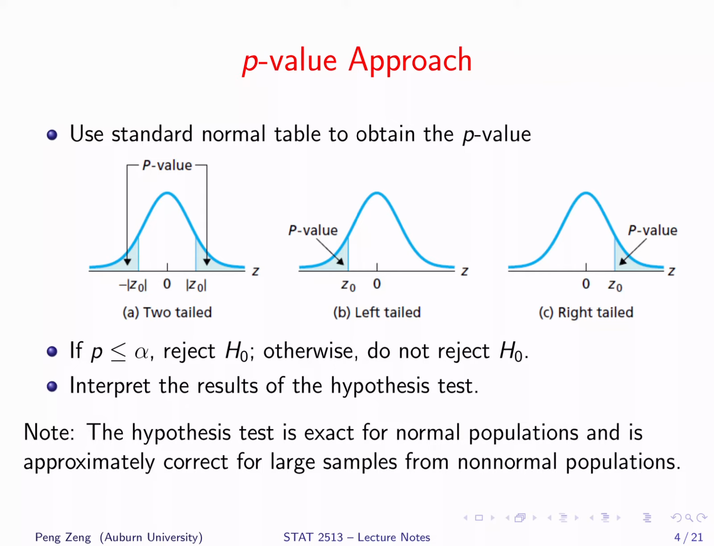No matter whether we are using the critical value approach or p-value approach, make sure to interpret the results of the hypothesis test. We have mentioned that the hypothesis test is exact for a normal distribution. When the population is not normal, it is approximately correct, which is guaranteed by the central limit theorem.